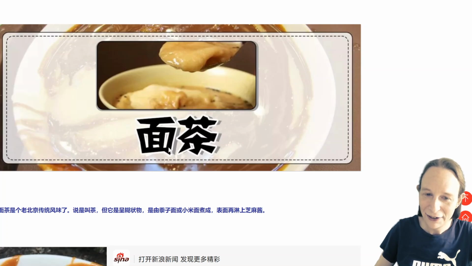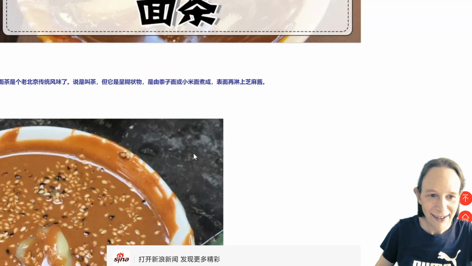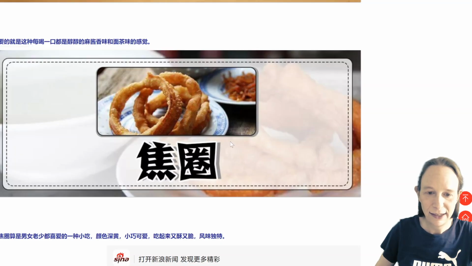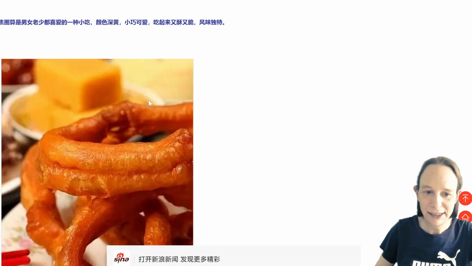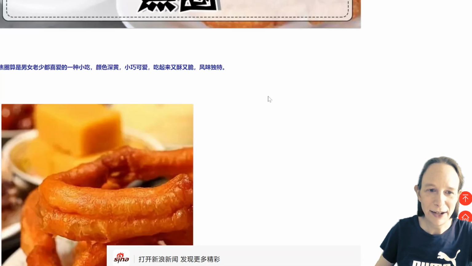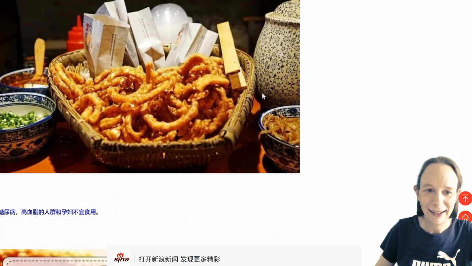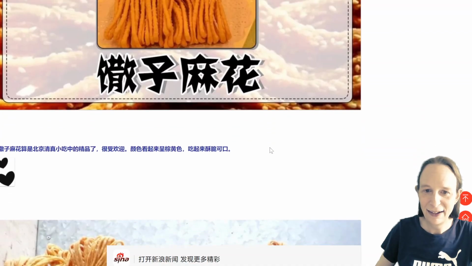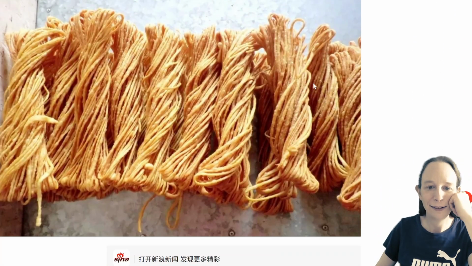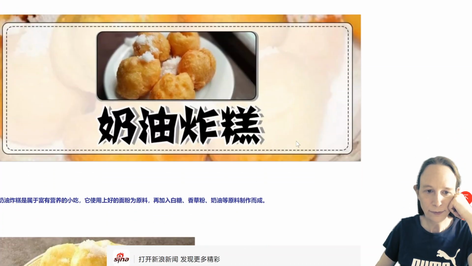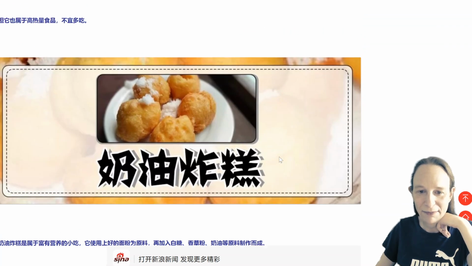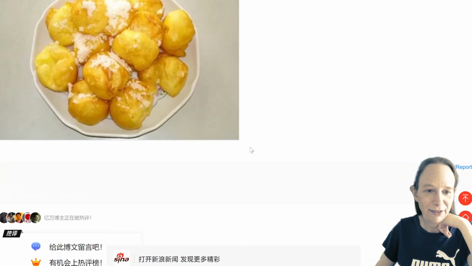面茶, noodle tea. Okay, I've never heard of that. 胶圈, fried rings, 胶圈. Maybe I've had it. It looks like 油条 though. 油条 but in a ring. What's this? 沙鱼麻花. Okay, 麻花 I've had, but not like this. 奶油炸糕, the creamy fried cake. Very sweet, I guess.